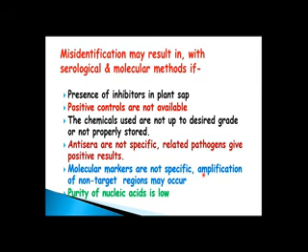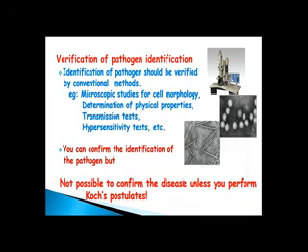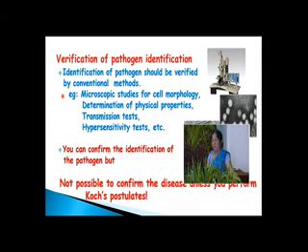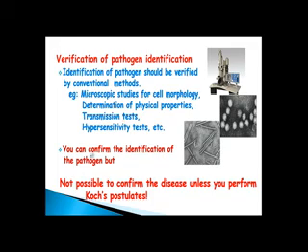So you have to be very careful and verify pathogen identification by conventional methods. You can confirm the identification of the pathogen with these methods, but it is not possible to confirm the disease unless you perform Koch's postulates. All of you know what Koch's postulates is.